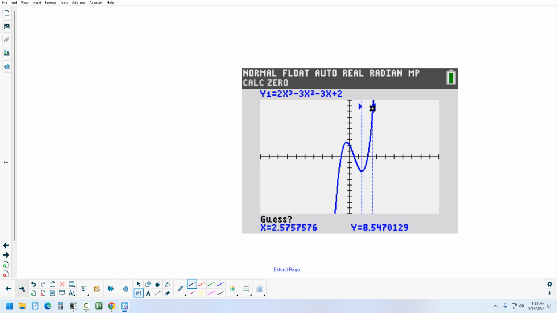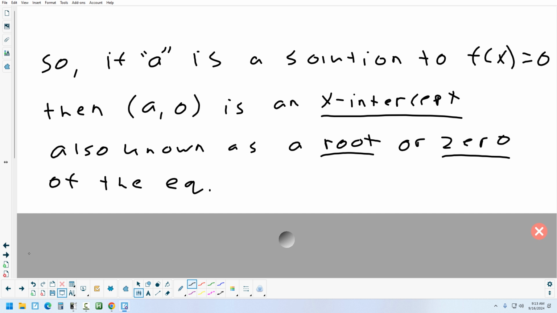Oh, that was it. So those three numbers that I found, what were they? 2, -1, and 1/2. Those were the three numbers in this problem. They were all numbers that if you plug them into the original, you would get 0 for the y value. Anytime you plug a number in for x and get 0 for y, that's called an x-intercept. The number that you plugged in is called a root. It's also called a 0.